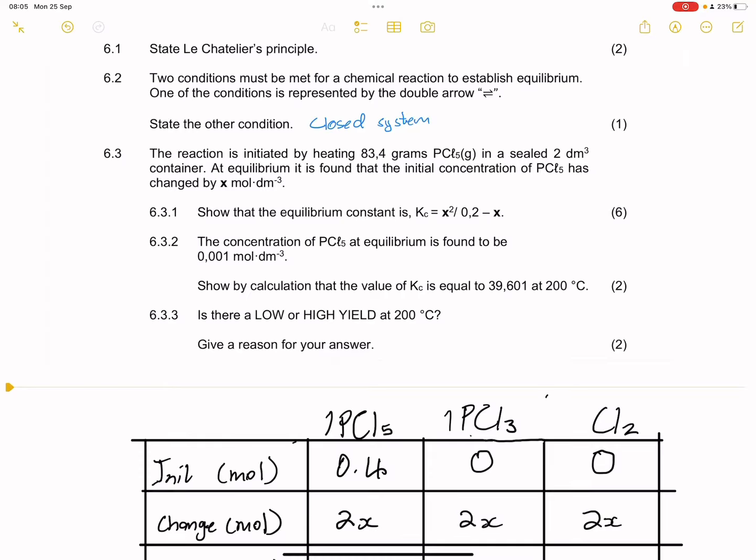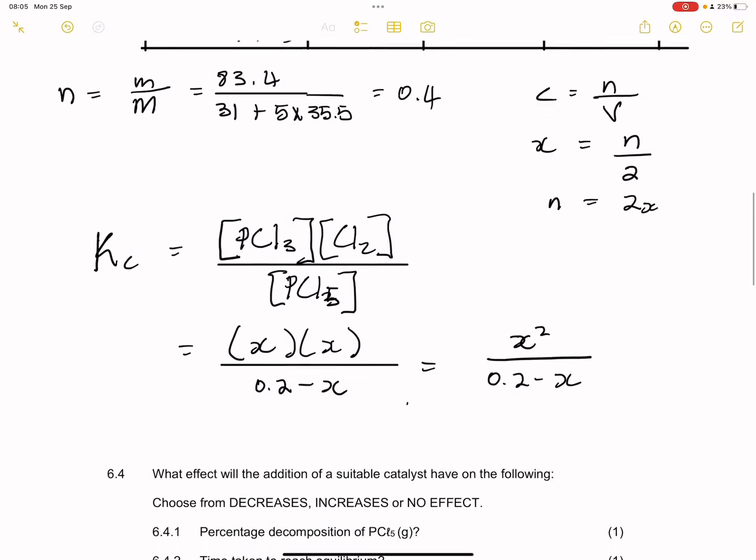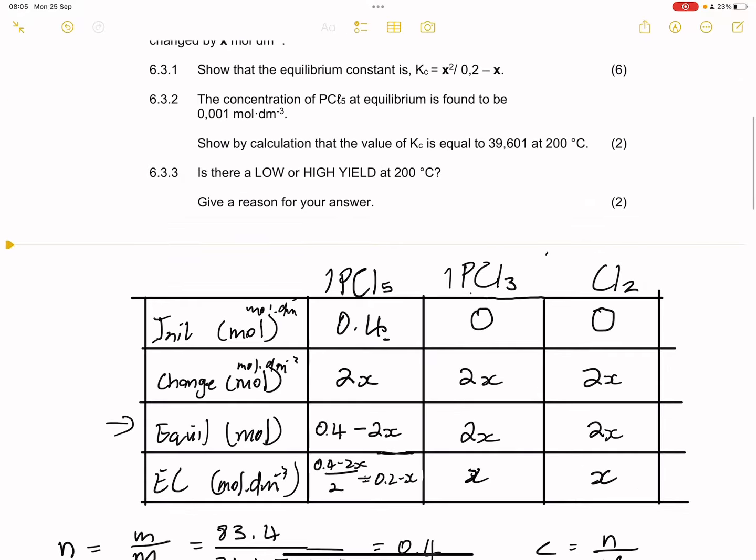Now please remember, you could have drawn this table using concentrations, which means you would have had moles per cubic decimeters there and over there, so you wouldn't need this part here. In the initial calculation, you'd find what PCl5 is initially in terms of concentration, and you should be able to get to the same conclusion. We found that answer.